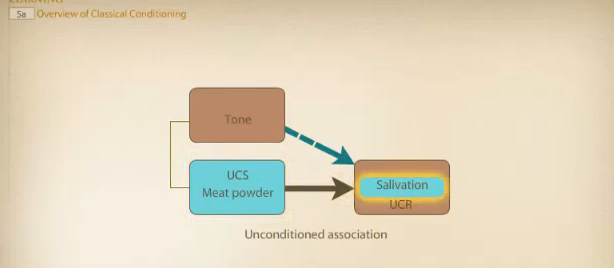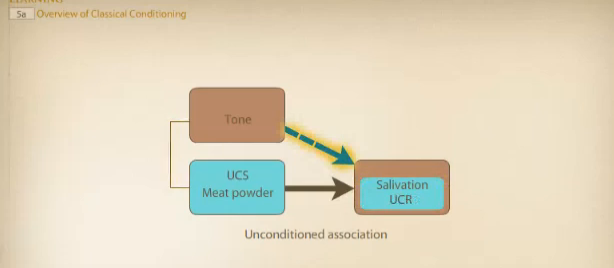An unconditioned response, or UCR, is an unlearned response to an unconditioned stimulus that occurs without previous conditioning. In Pavlov's experiments, salivation was the unconditioned response. Unconditioned because it's an unlearned response to an unlearned stimulus, which is the meat powder.